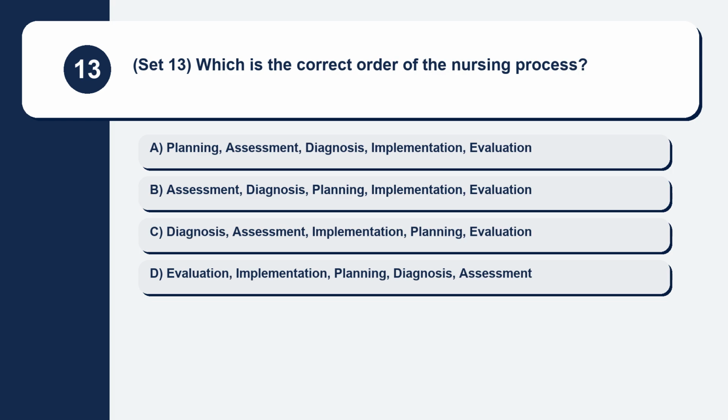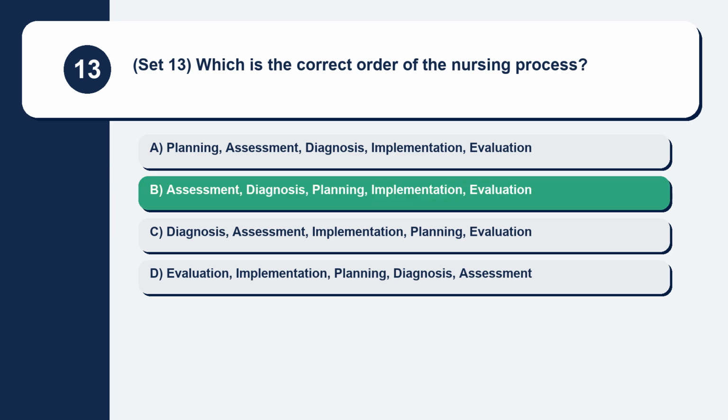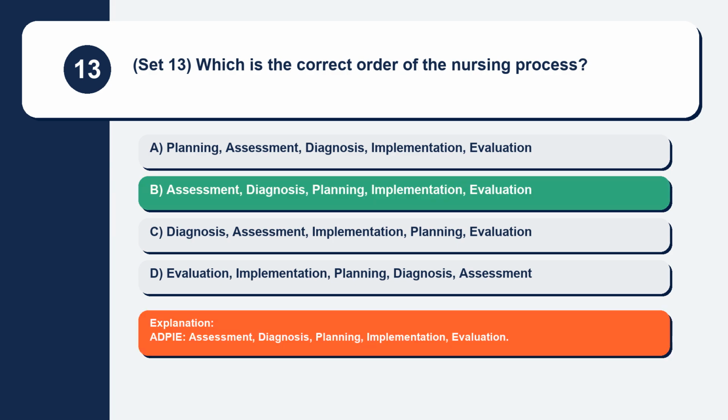Question 13. Set 13. Which is the correct order of the nursing process? Planning, assessment, diagnosis, implementation, evaluation. Assessment, diagnosis, planning, implementation, evaluation. Diagnosis, assessment, implementation, planning, evaluation. Evaluation, implementation, planning, diagnosis, assessment. ADPIE: assessment, diagnosis, planning, implementation, evaluation.